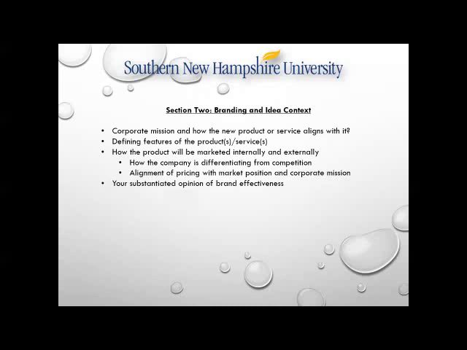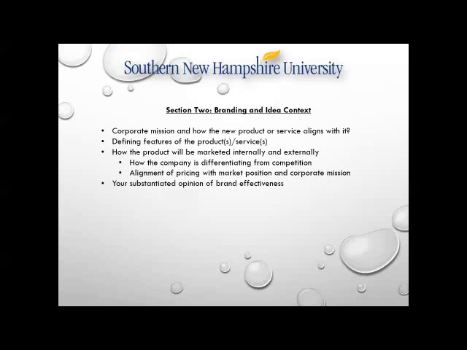Now, how the product will be marketed internally and externally. We're going to talk about a SWOT analysis, but when we talk about marketing internally, we're talking about within the company, coming up with strategies and tactics. And then externally, we're talking about implementation. Then we go into how the company is differentiating from the competition. So that's pretty easy to understand. And the alignment of pricing with market position and corporate mission.